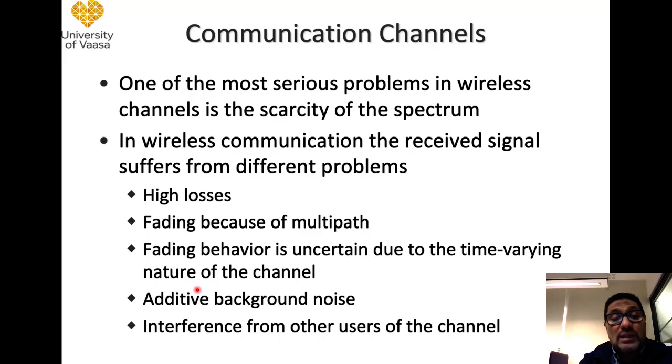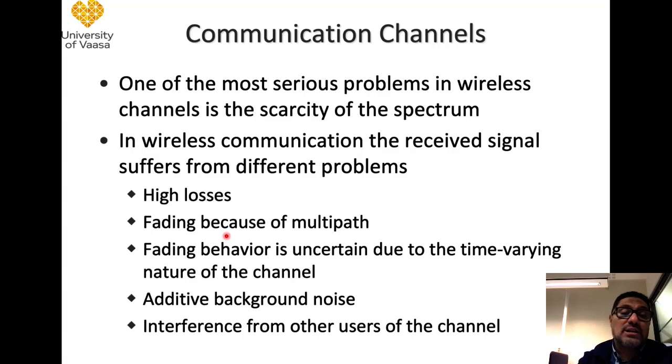So it is really hard, even if we are able to identify the channel, because this will be valid only for a short time, by using the channel equalizer, for example.